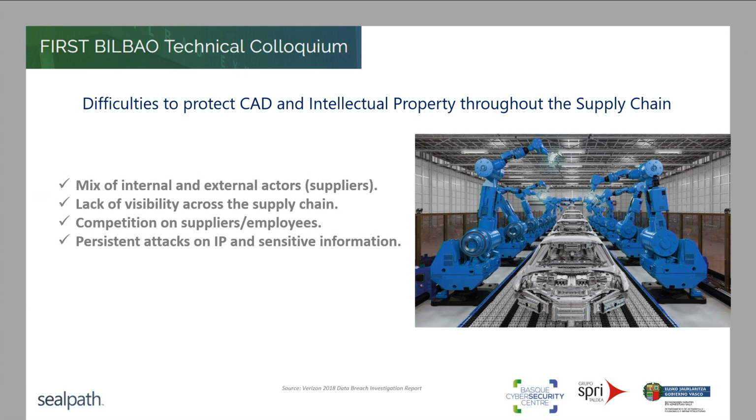And there is a lack of visibility on that. You can be monitoring what your employees do, but it's difficult to monitor what other parties in the supply chain are doing with your information. Also, there is a lot of competition. For example, some person goes to another company in the industry that could be a competitor. So this happens every day in this sector.